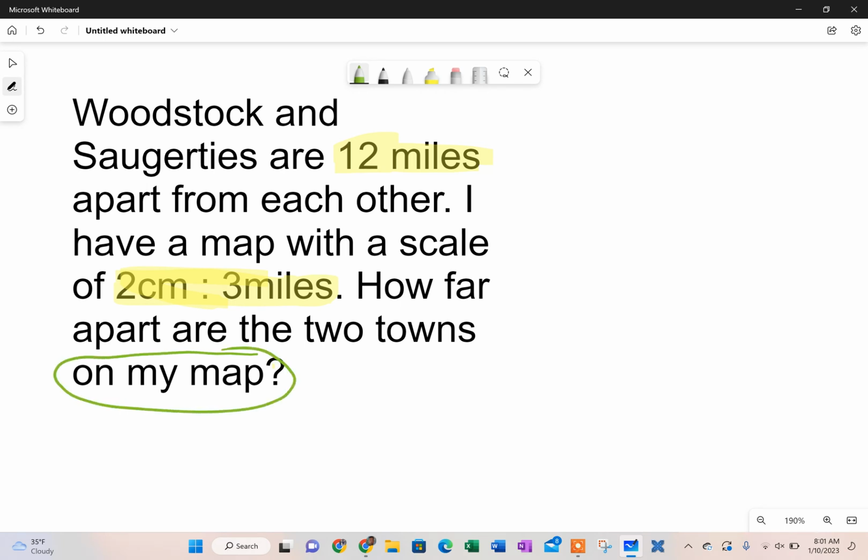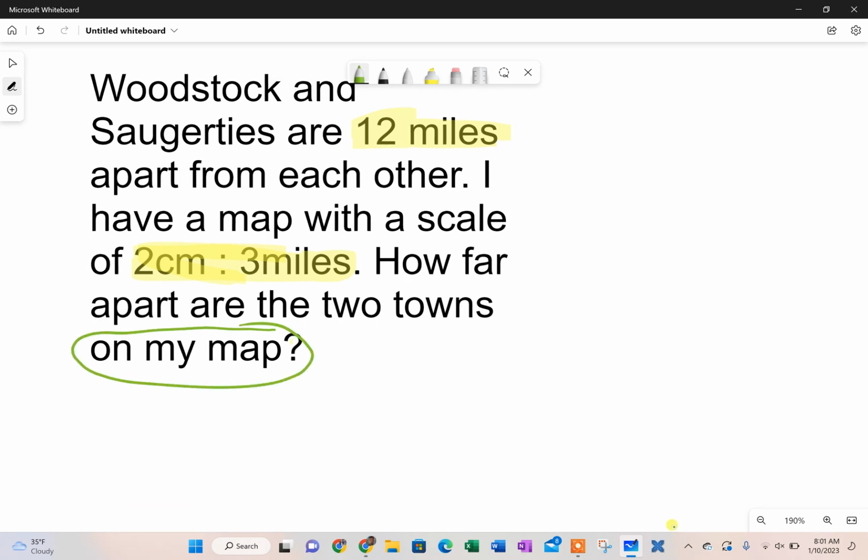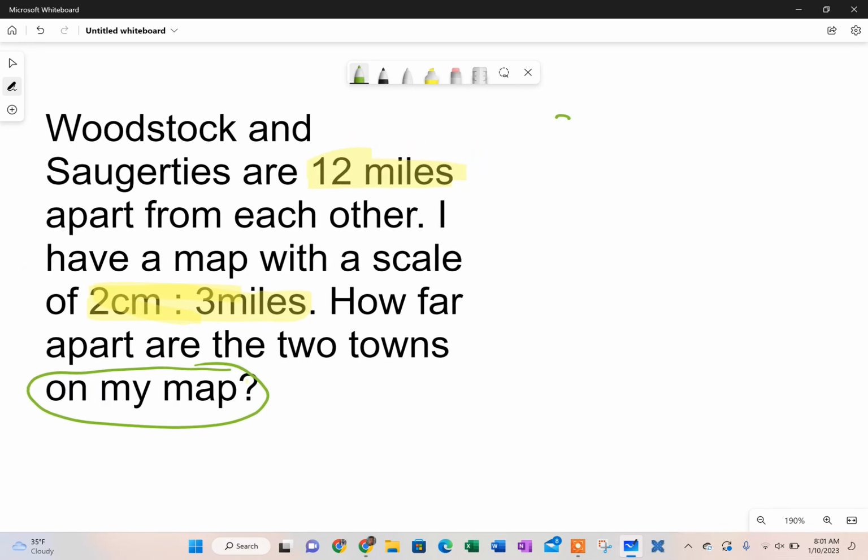So let's see what I know. I'm going to start with my scale. And if you want, you can write down centimeters over miles on the side, and that way you don't have to write units with your numbers. But I sometimes like to write down 2 centimeters and 3 miles. Now I have 12 miles here. Since my centimeters are in the numerator, I don't know how far that is. It's going to be x centimeters. I know that I have 12 miles down here.